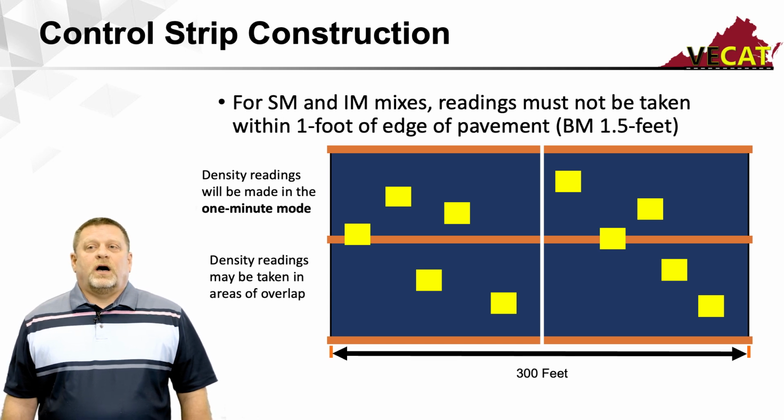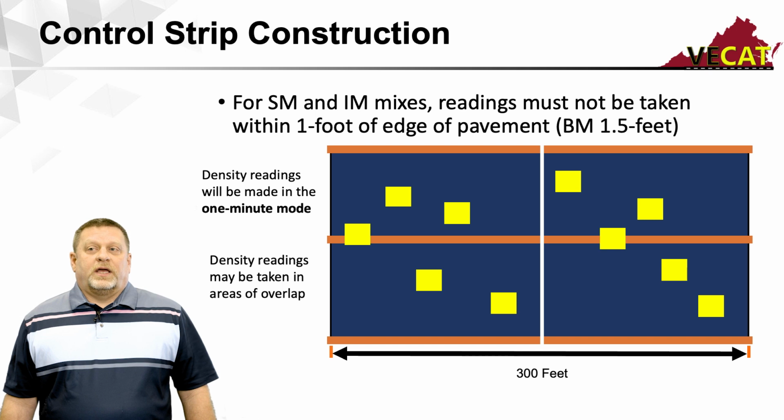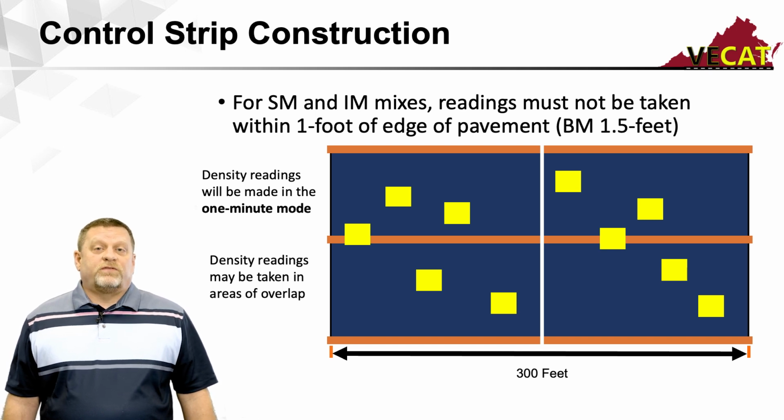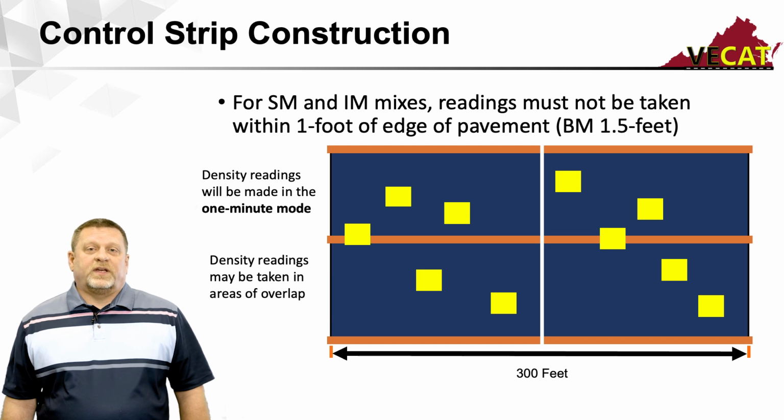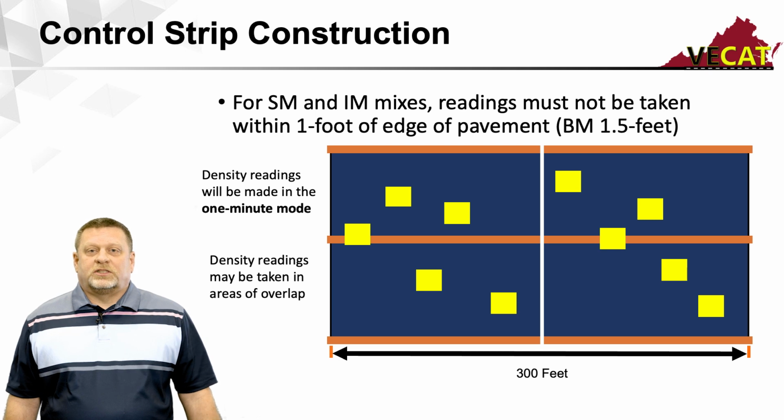Continue with the control strip. Just like what we said with the roller pattern, we don't want any density test to be taken next to the edge of the pavement. For surface and intermediate mixes, nothing within 1 foot of the outside edge, but for base mixes, no test within 1.5 feet of the edge. So if we have a test reading based on our random numbers for a base mix that says it should be taken at 1 foot offset, we would just move that over to 2 feet. If that actually happens and you had to adjust based on your random numbering that you had generated, you would need to note that on your test form, and you'd also want the inspector to note that change and the reason why.